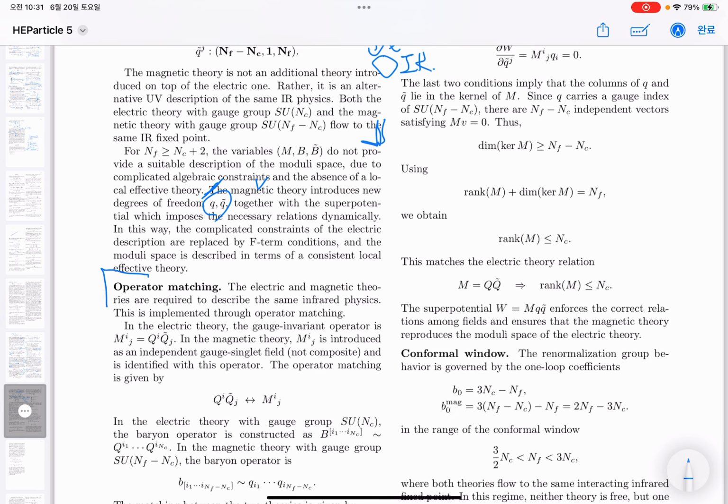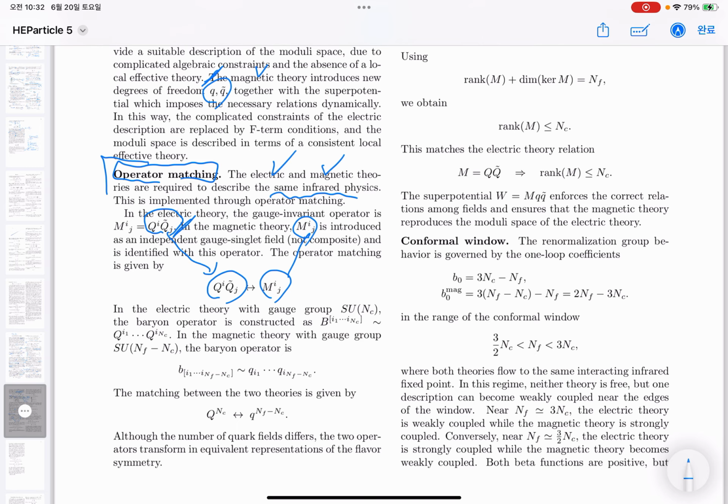But to make the same IR physics for this electric and the magnetic theory in the UV, we should impose the operator matching condition. In the electric theory, the gauge invariant operator is the meson field, but in the magnetic theory, the meson fields are introduced as independent gauge singlet fields, not composites. So we can match between the meson operators, which consist of two quark fields, and the meson operators in the magnetic theory, but that is just the gauge singlet field, not a composite field.